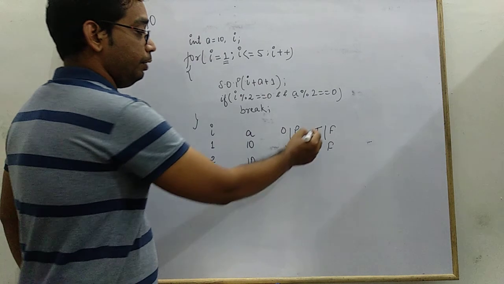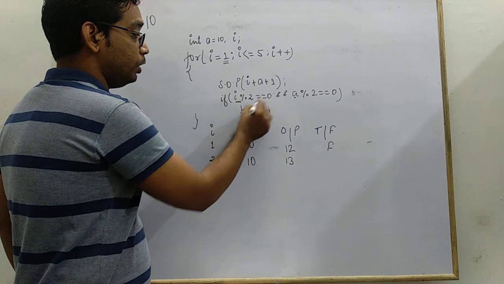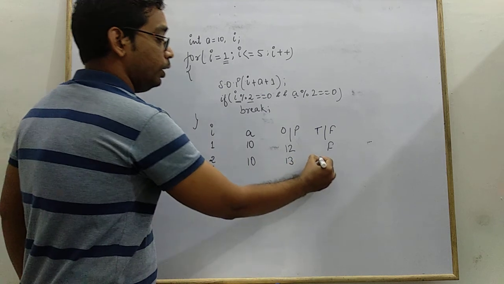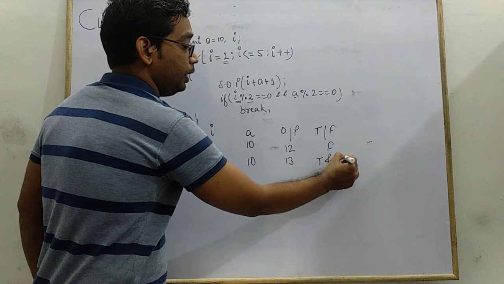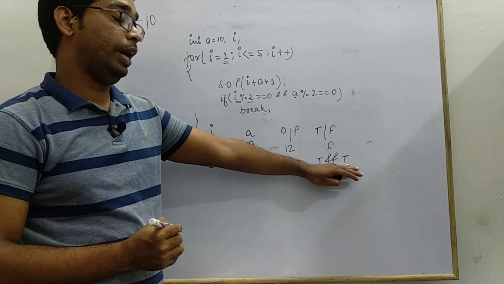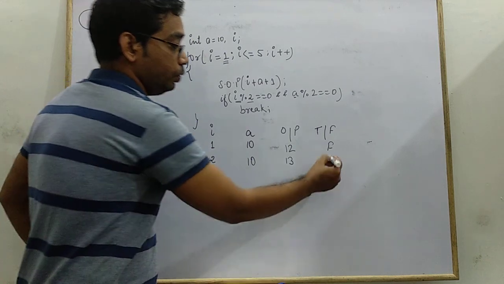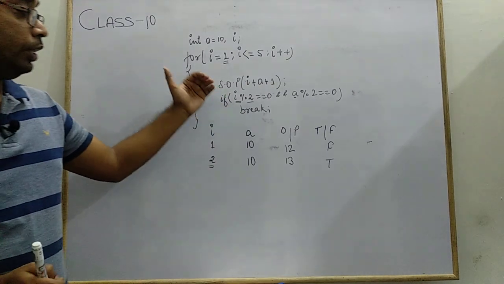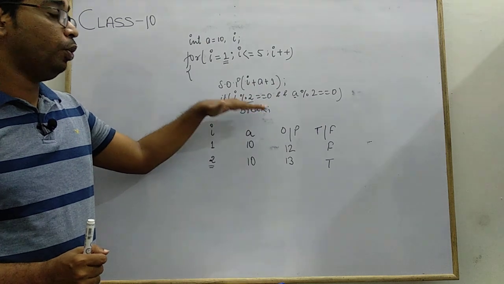Now the next one, finding true or false. The value of i is 2, so this one gives true, and this one is also true. True and true gives the true condition. So if this is true, the break statement will execute, and it is inside the loop body.